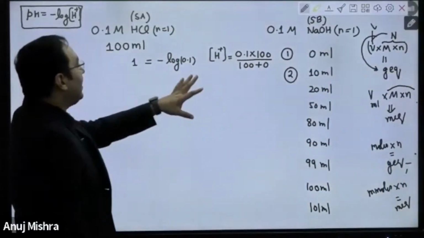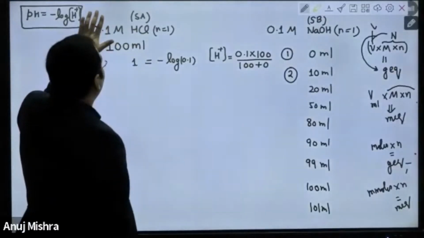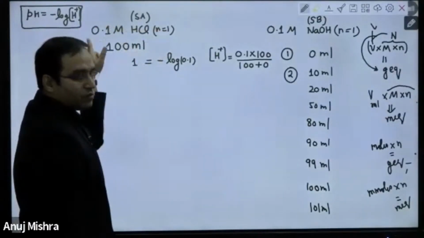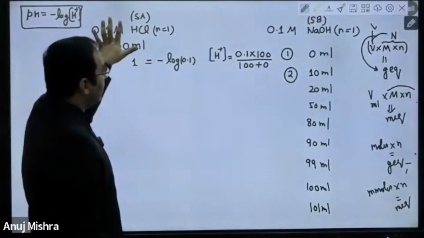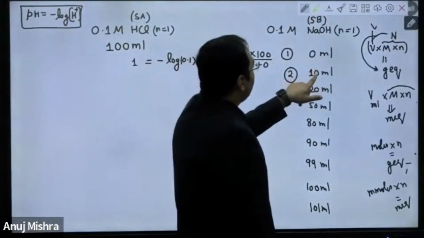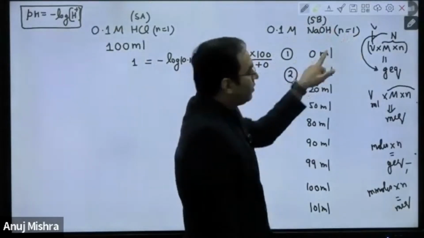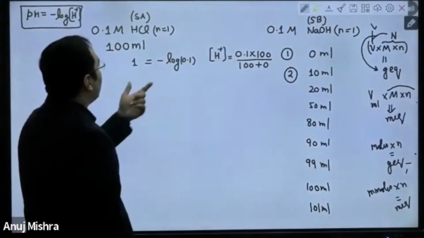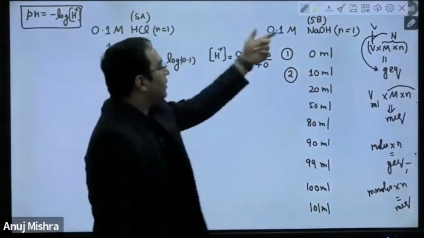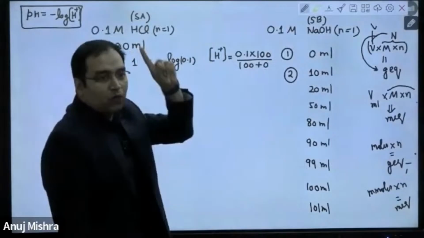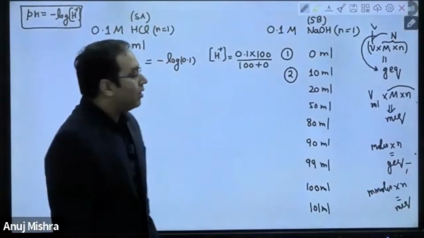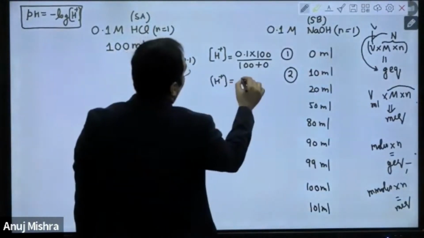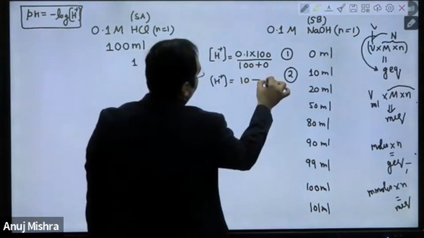So what will it be for 10 ml? 100 into 0.1 into 1 is how much? 10 milliequivalents of HCl. NaOH, how much do you have? 10 into 0.1 into 1. Tell me the maths, how much is 10 into 0.1 into 1? 1 MEQ. This one is 10 MEQs, this one is 1 MEQ; this is the acid, this is the base. 1 MEQ will react with how many MEQs? Only 1. So how much H plus will remain? 9.